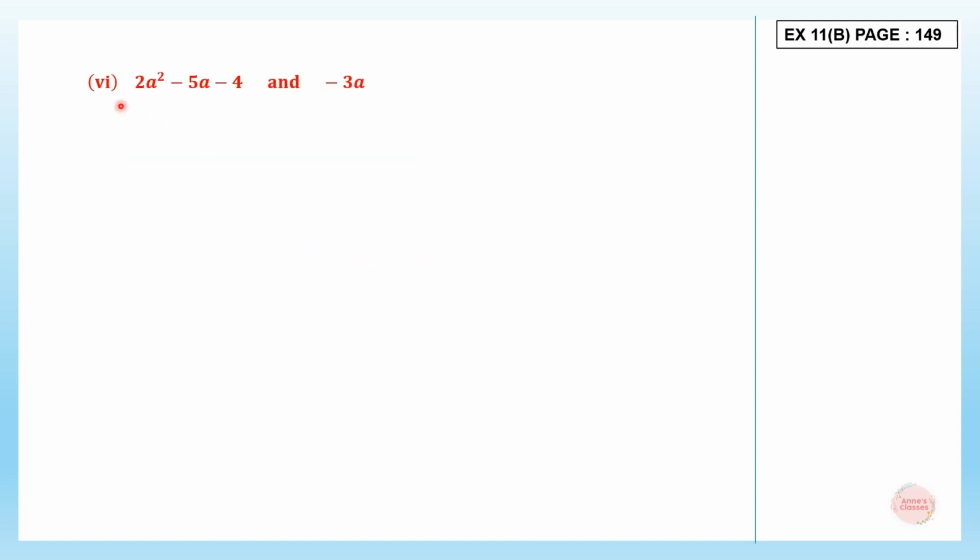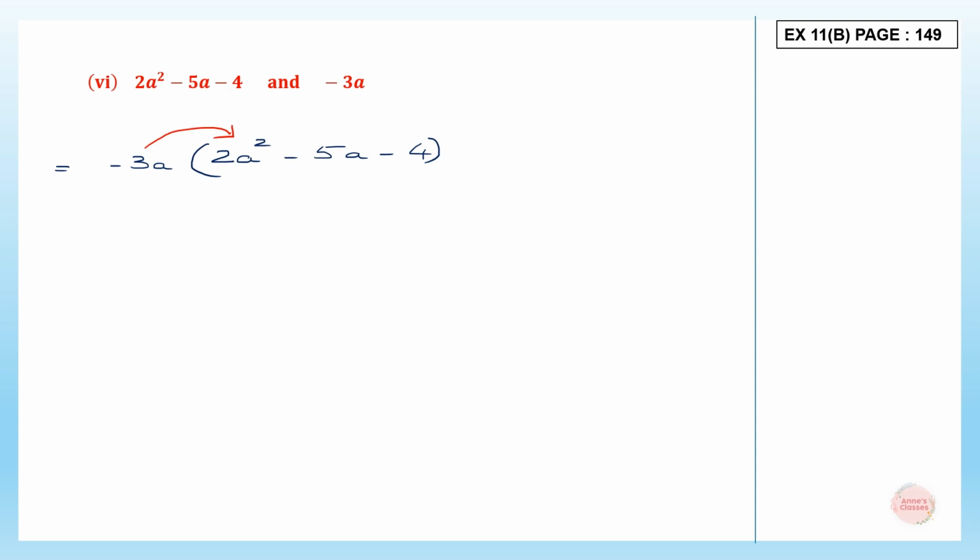Question 6. Multiply 2a square minus 5a minus 4 and minus 3a. So we can start by putting minus 3a in the beginning or at the end also. Now I have not put a sign, it's understood it is multiplication. 2a square minus 5a minus 4. So here also we're going to start multiplying minus 3a into each term inside the bracket.